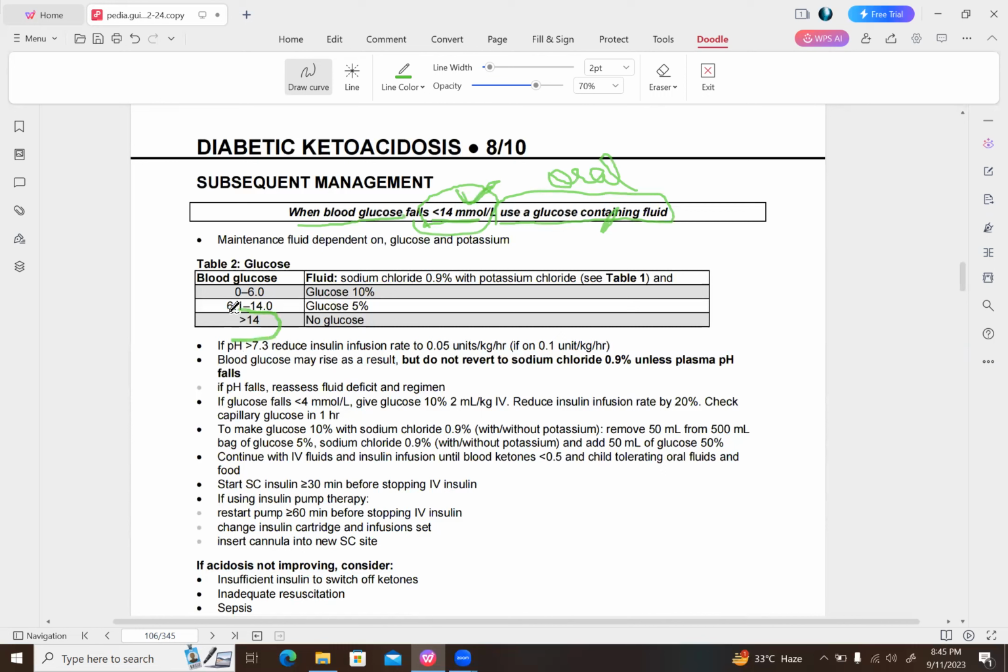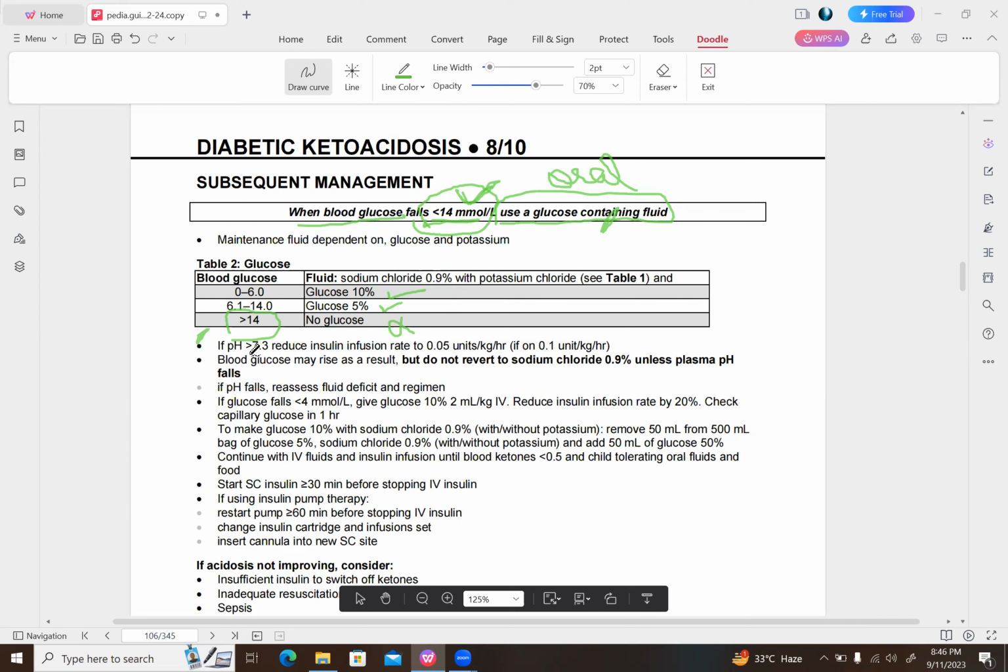More than 14, you don't have to give glucose because it is already high. 6 to 14, 5%, and 0 to 6 you have to give 10% dextrose.